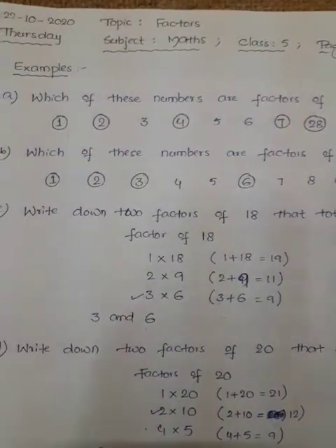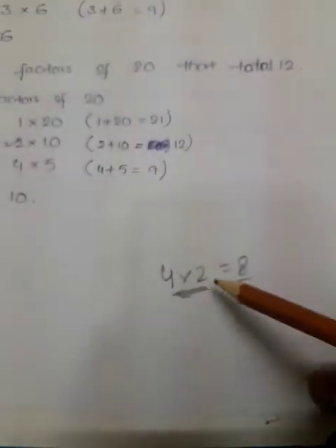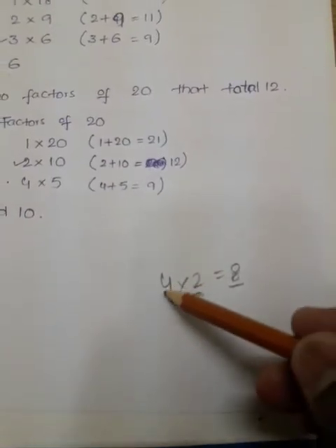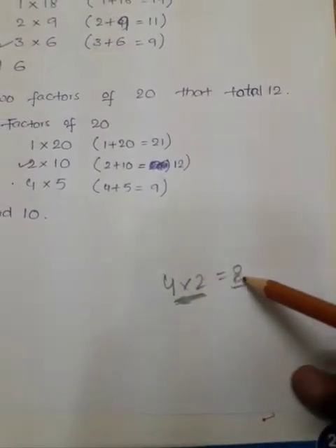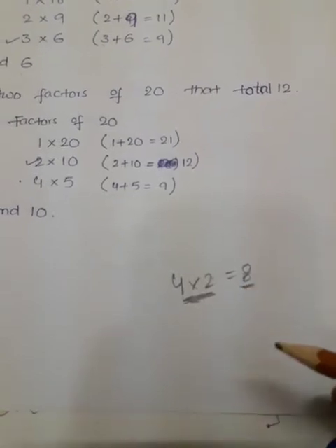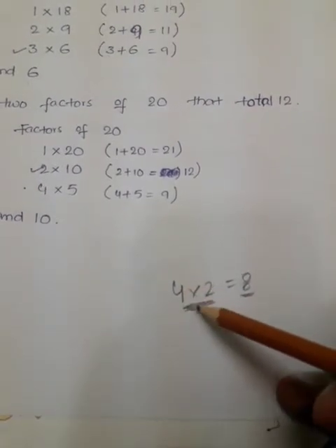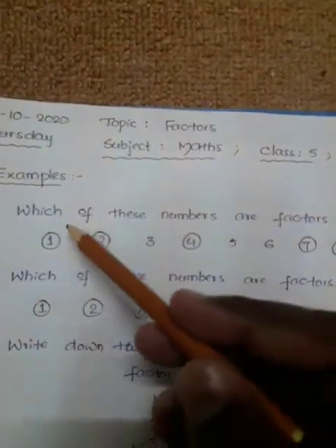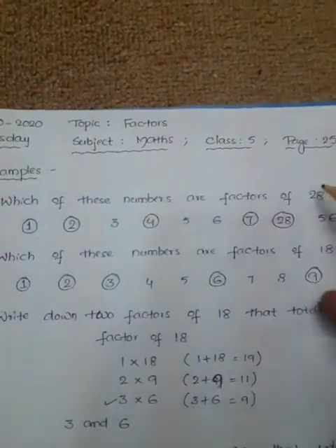So, how do you understand factors? Here, if you write it, 4 multiplied by 2 equal to 8. That means this left hand side is called the factor. That means 4 and 2 are the factors of 8, and 8 is called the multiple. So 4 and 2 are the factors of 8 and 8 is the multiple. So here, which of these numbers are factors of 28?